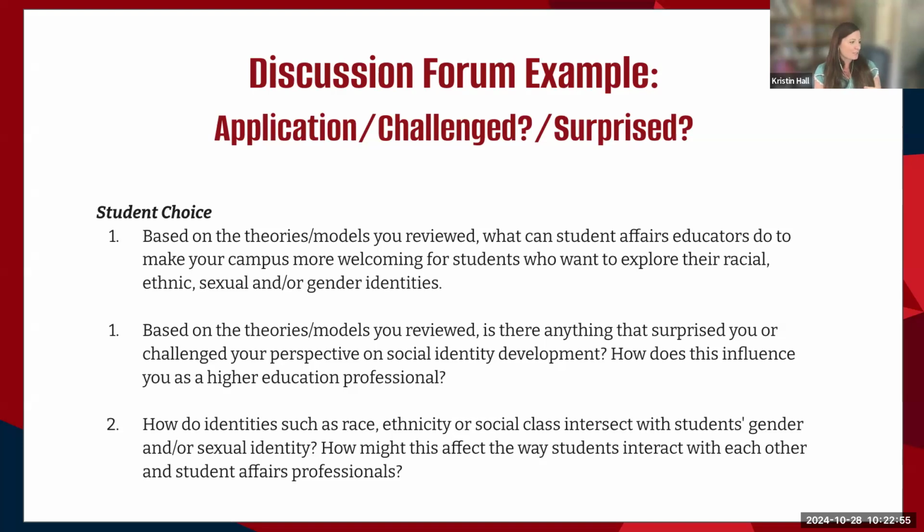And then the last one that you have here, oh, I have 1, 1, 2. It's supposed to be 3 choices. The bullets are wrong there, but how do identities such as race, ethnicity, or social class intersect with students' gender or sexual identity? So it's again asking them to kind of compare these things, and how might this affect the way students interact with each other and/or student affairs professionals. So again, trying to get them to this application kind of question.